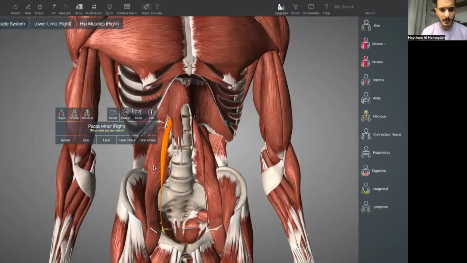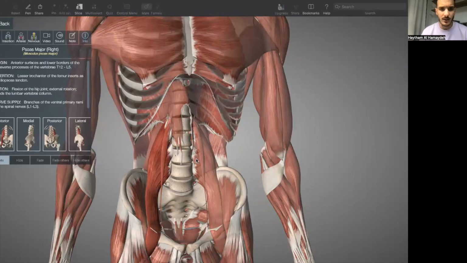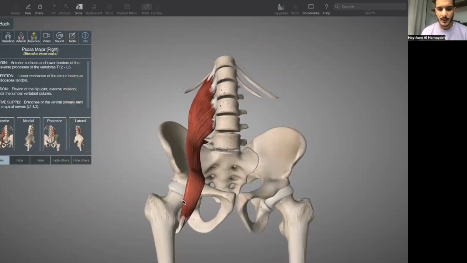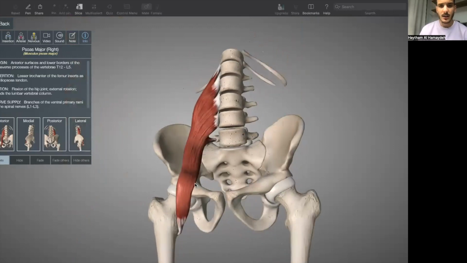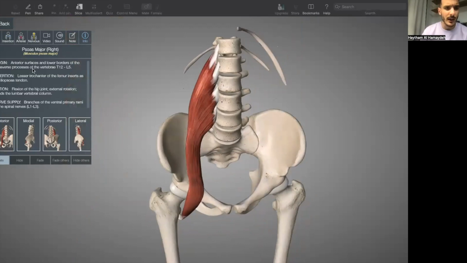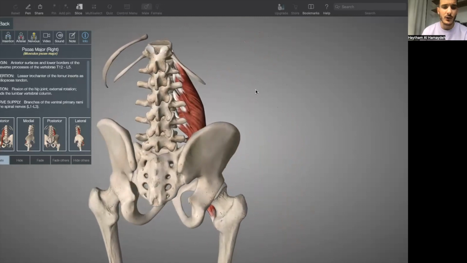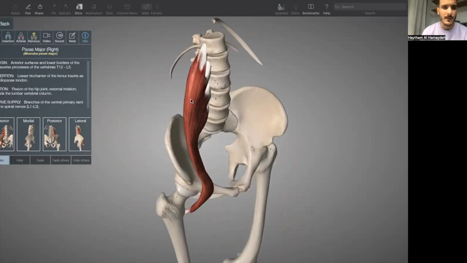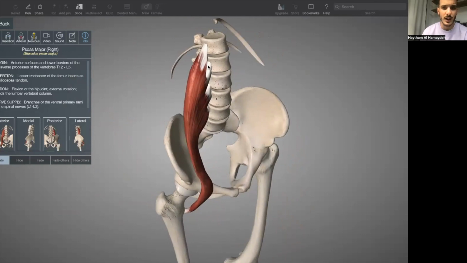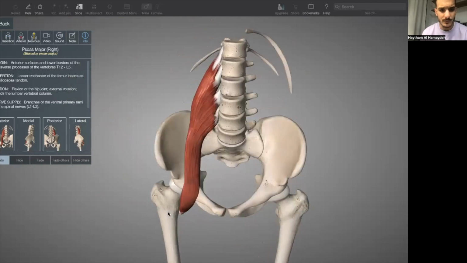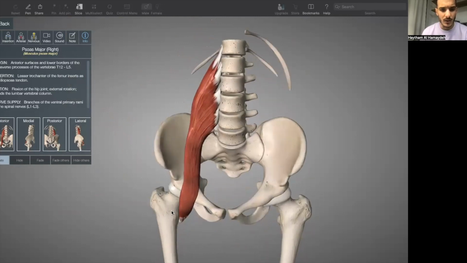Then the Psoas Major. If I isolate this, you can see it is way bigger, and it inserts on the femur. It originates from the anterior surface and lower borders of the transverse processes of the vertebrae T12 to L5. So just concentrate that it comes out of the transverse processes of T12 to L5 and also the anterior surfaces. The insertion is on the lesser trochanter of the femur, as you can see right here.